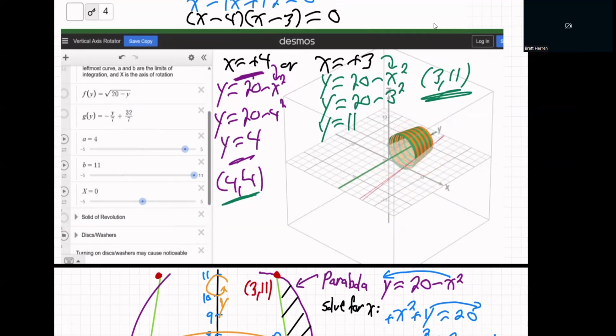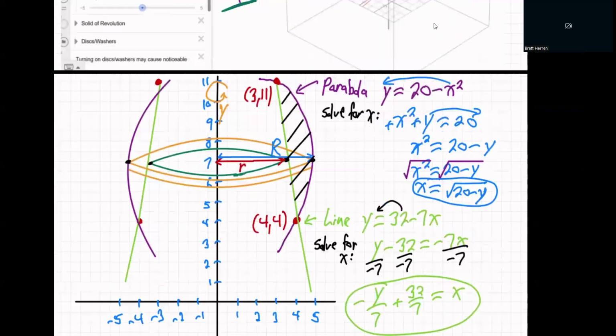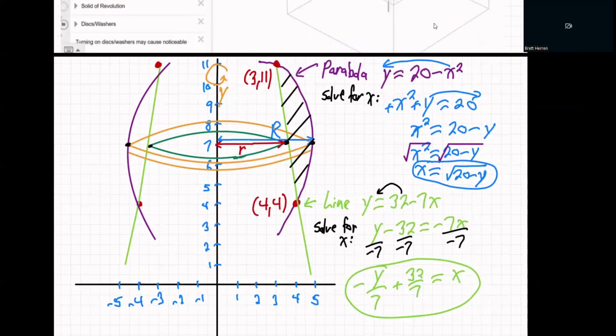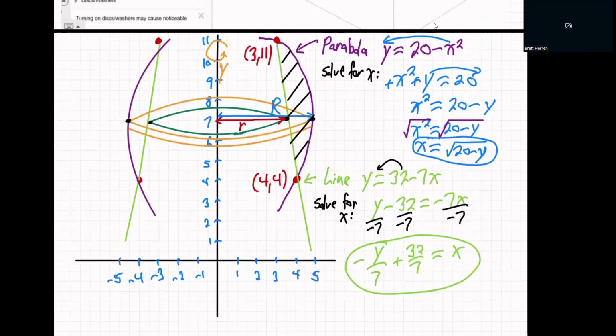So I just clicked on the disk washer button. But I had to put these in as x. Remember, whenever you have f of y, that's x equals. And what does x equal?